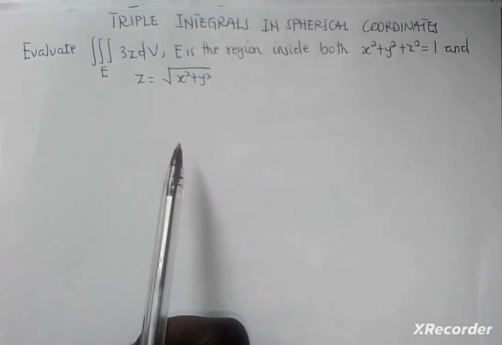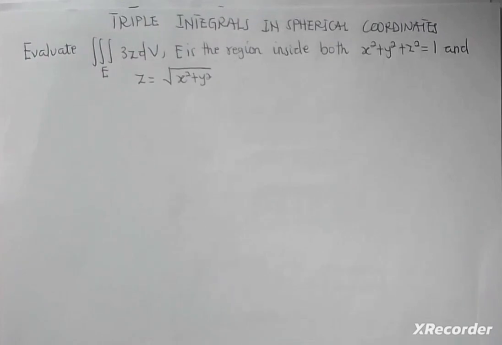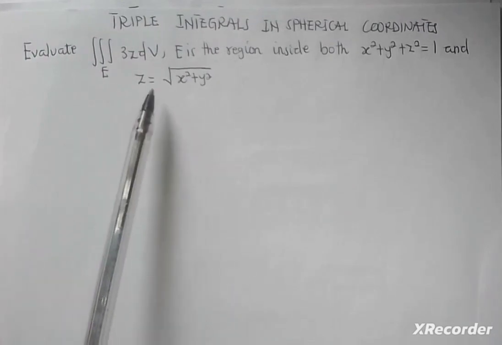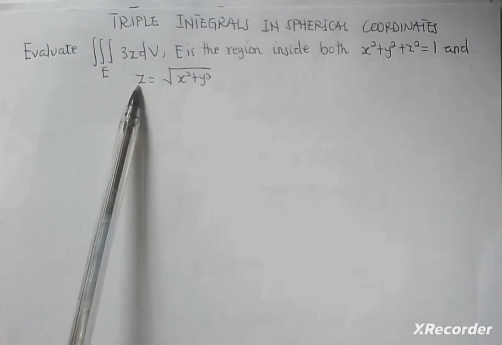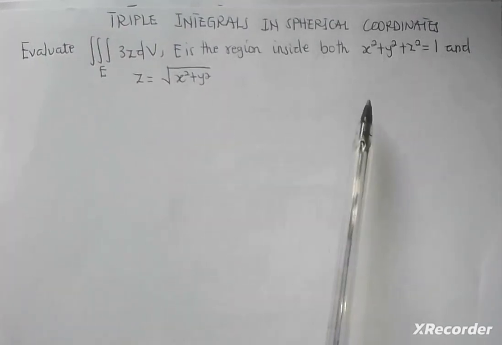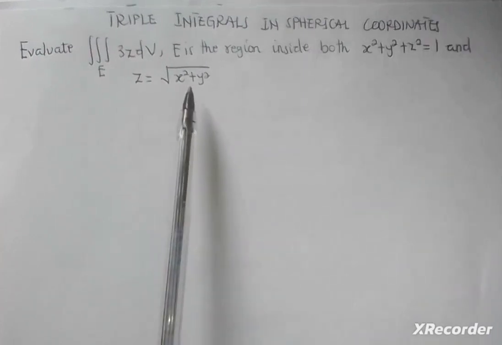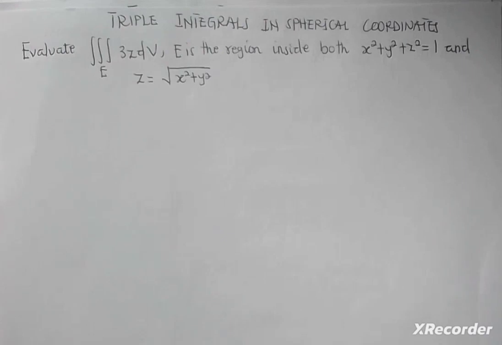So we have a problem in triple integrals in spherical coordinates here. In this tutorial we're going to solve this problem, which is the triple integral of 3z dV, where E is the region inside both x squared plus y squared plus z squared equals 1 and z equals the square root of x squared plus y squared.